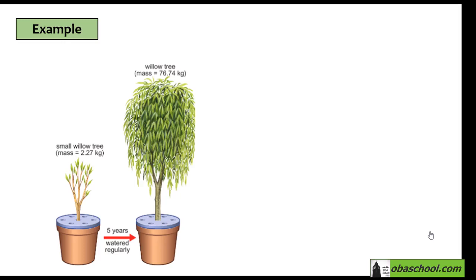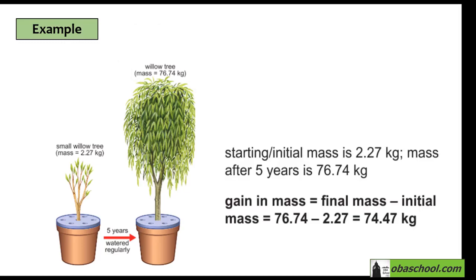In this example, the initial or the starting value is 2.27 kilograms. Moreover, the final value is 76.74 kilograms. We apply the formula and subtract the initial mass from the final mass. So we have 76.74 minus 2.27, and then we get the mass gain or the increase in mass value.